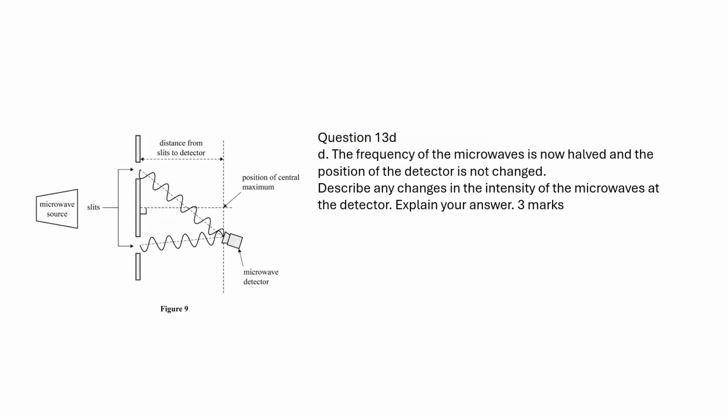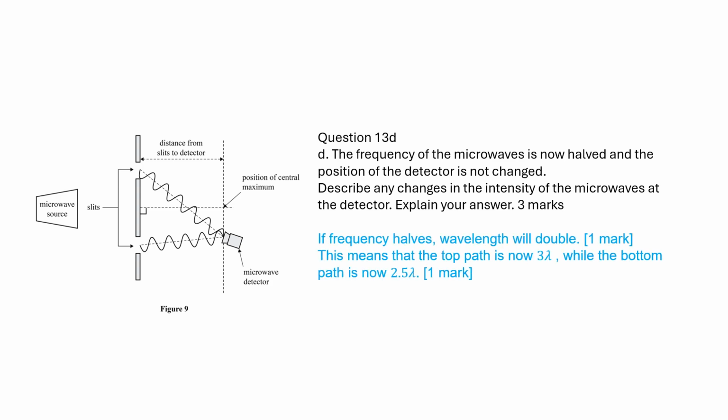If the frequency halves, the wavelength will double. This means that the top path is now 3 lambda, while the bottom path is now 2.5 lambda. As the path difference is now 0.5 lambda, the intensity will be a minimum.